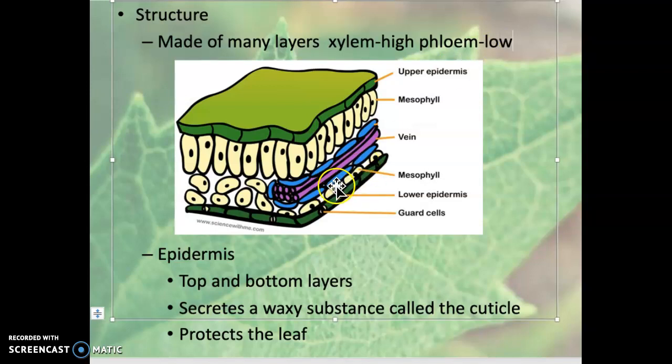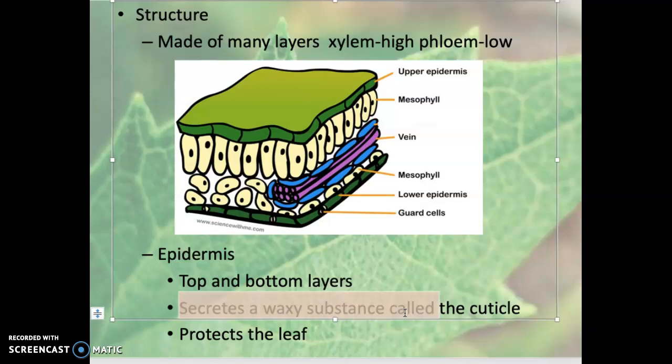So then you have a bit more mesophyll, that's like spongy tissue. Then you have the lower epidermis, another skin layer on the bottom. And then you have guard cells, which open and close the stomata. So what's going on here? You have top and bottom layers, the epidermis. They secrete a waxy substance called a cuticle. By your fingernails you have a cuticle, right? That's the bits of skin on the bottom. On plants, the cuticle is like that top layer.